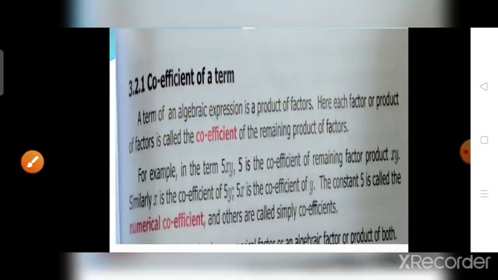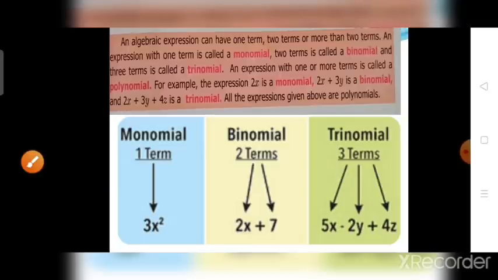Are you understanding, students? The next one, an algebraic expression can have one term, two terms, or more than two terms. An expression with one term is called a monomial. Two terms is called a binomial and three terms is called a trinomial. An expression with one or more terms is called a polynomial. For example, the expression 2x is a monomial. 2x plus 3y is a binomial and 2x plus 3y plus 4z is a trinomial.